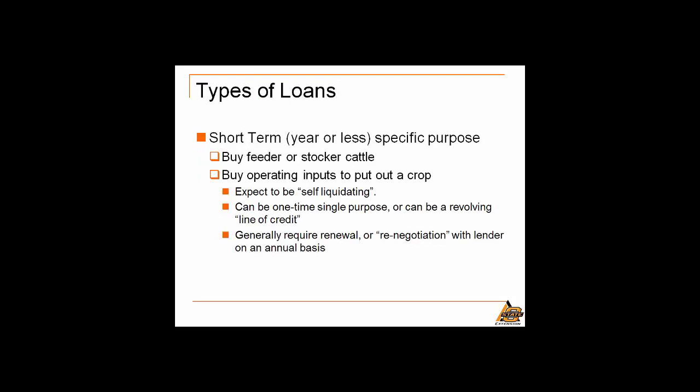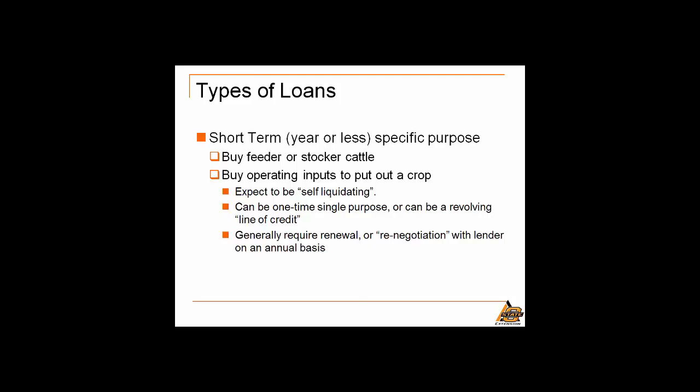Agricultural producers often need short-term loans, which are also commonly referred to as operating loans. For simplicity, we will consider any loan for the purpose of under 1 year to be a short-term loan. Examples include loans to purchase stocker or feeder cattle, or loans for inputs to put out a specific crop.